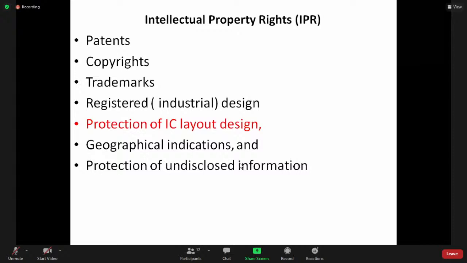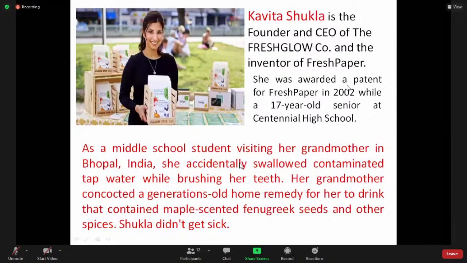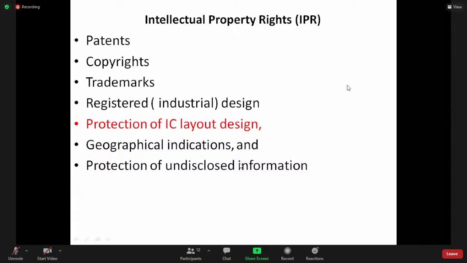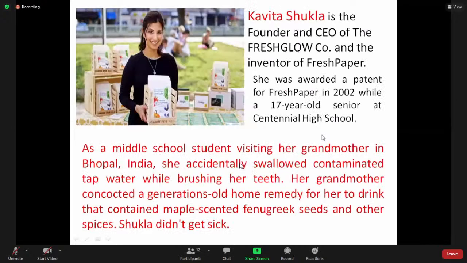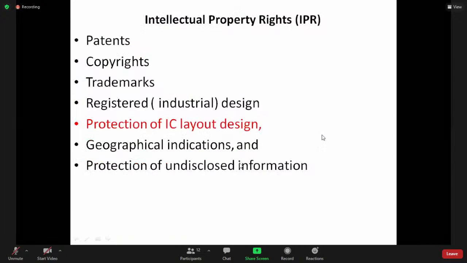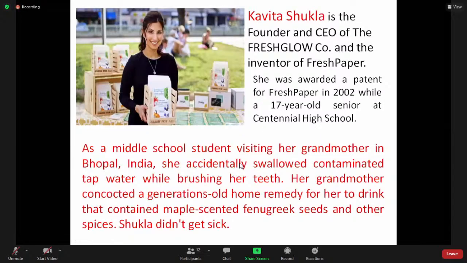These things can be registered as per Indian IPR, right? Before I go to the details of all these things, I would like to share one interesting story of Kavita Shukla. Let me introduce this pretty young girl. She has a connection with our Bhopal. Kavita Shukla is the founder and CEO of the Fresh Glow company and inventor of Fresh Paper.